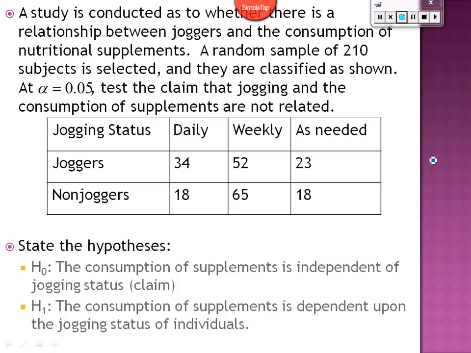When you state your hypotheses, that's still our first step, your null hypothesis will always state something to the effect of the two variables are independent or not related to each other. Your alternative hypothesis will always state something along the lines that the two variables, one is dependent upon the other, or that they are in fact related to each other.